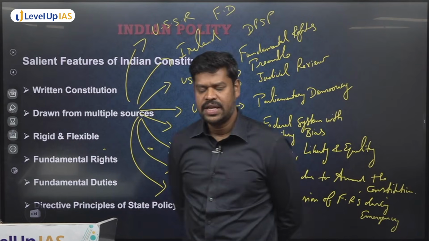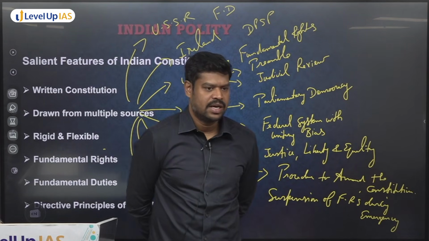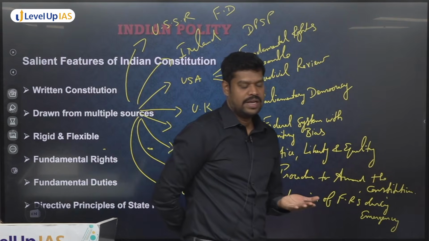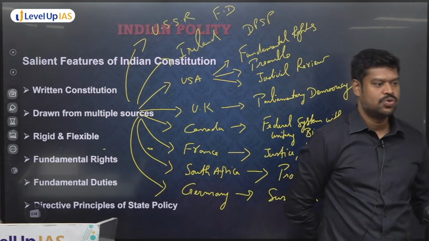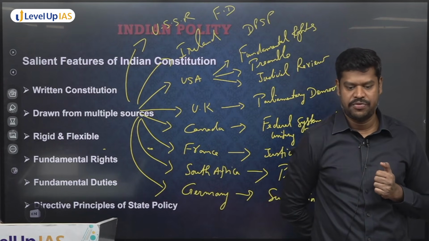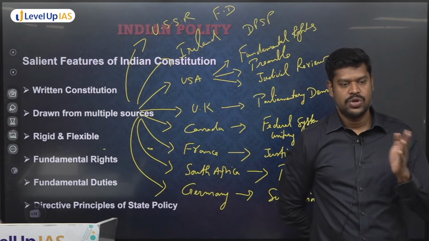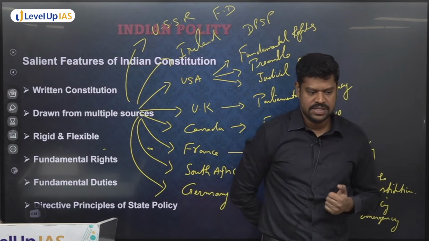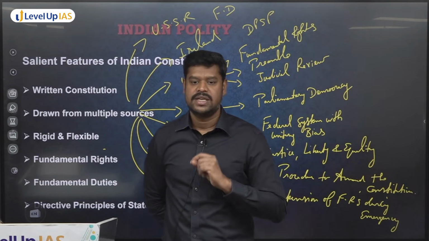Now, when I say that the written constitution is rigid in character, what does it imply? That it is very difficult to bring changes to the written constitution, because the procedure to amend the constitution is extremely difficult. Whereas when you talk of the unwritten constitution, the procedure is relatively easier, so you can make changes very easily. But India is an exception.